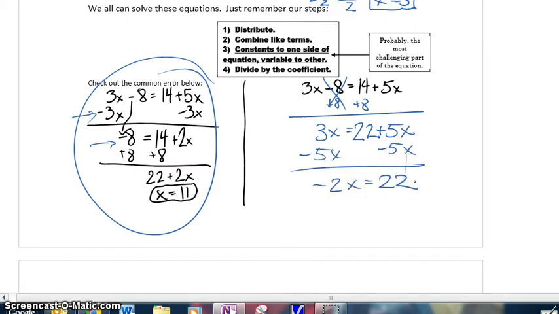And we have this easy one step, which I'm assuming we are all able to do. We are going to divide by the coefficient, -2. And that's our answer. We're all good.